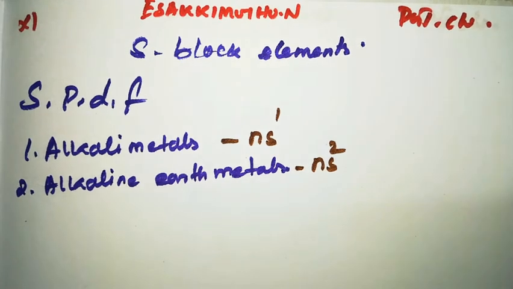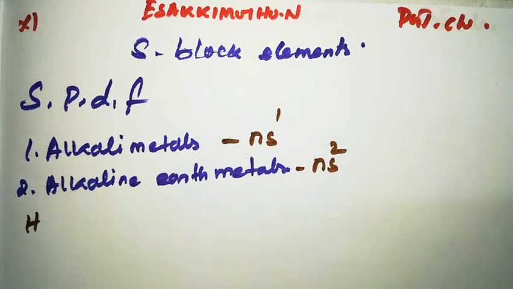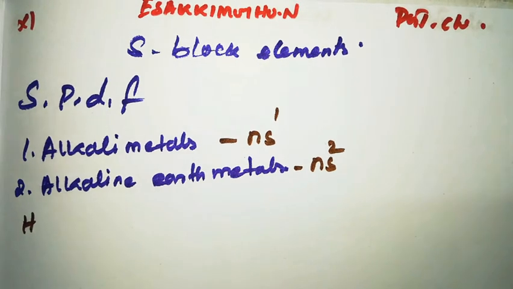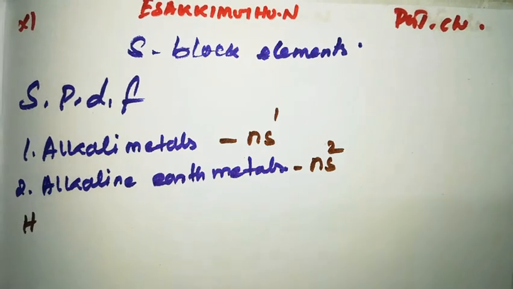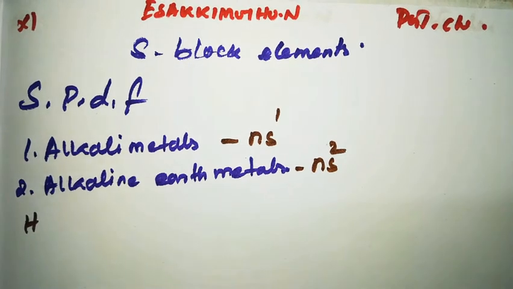The first element in the alkali metals is hydrogen. Actually, hydrogen is one of the important elements in the periodic table, but its position is not justified. Hydrogen is placed in the first group because its valence is 1. Hydrogen has a special character.